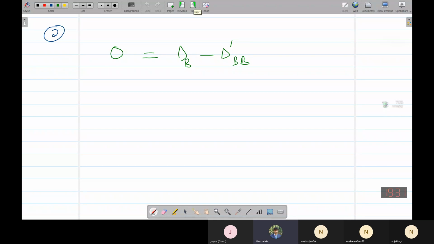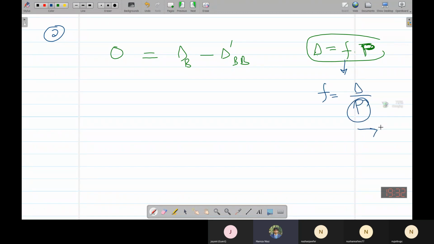And a formula to remember: deflection is equal to flexibility multiplied by force, or load. What is flexibility? Flexibility is the deflection produced by a unit load. Flexibility is equal to deflection over P. So when P is 1, flexibility is equal to deflection. So we can define it as deflection produced by unit load.